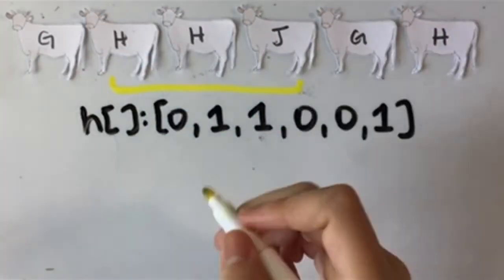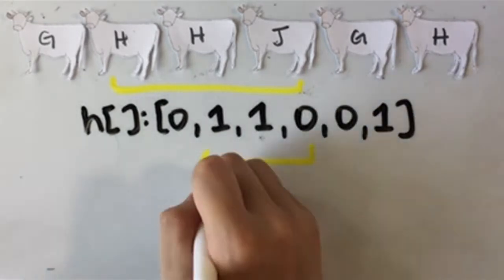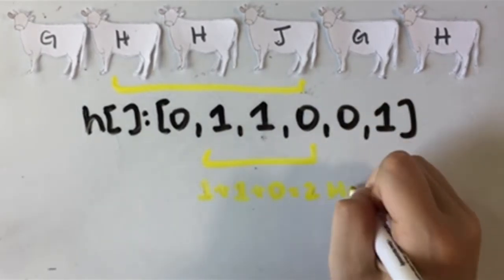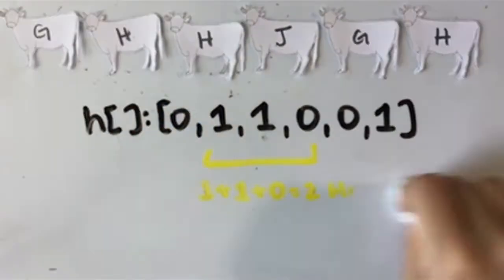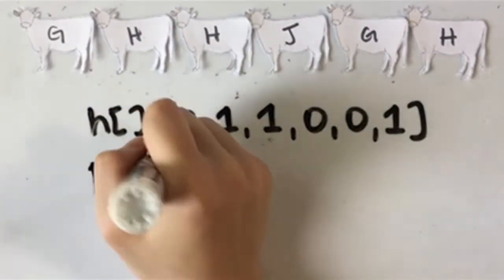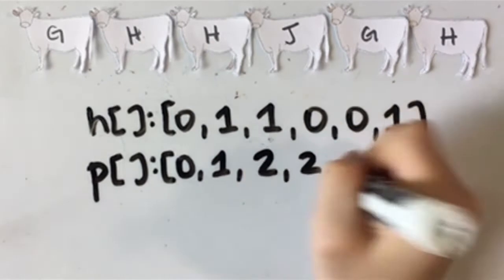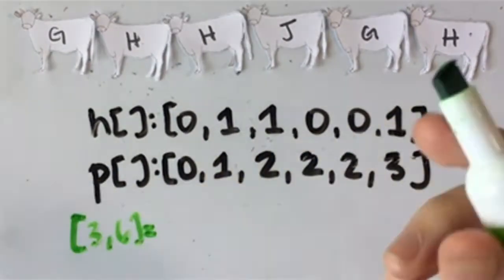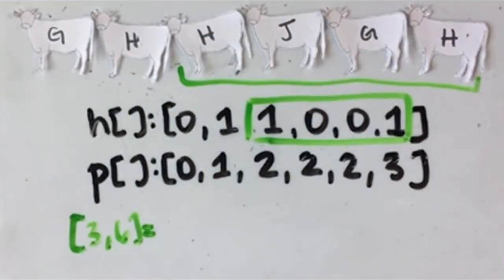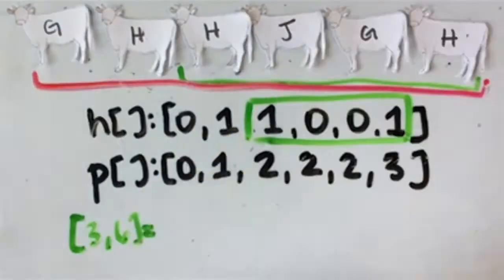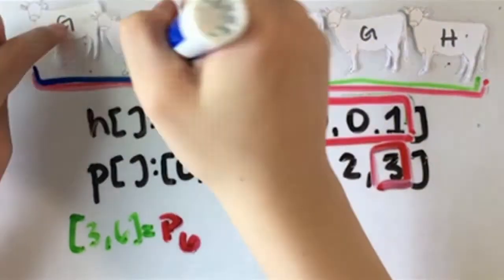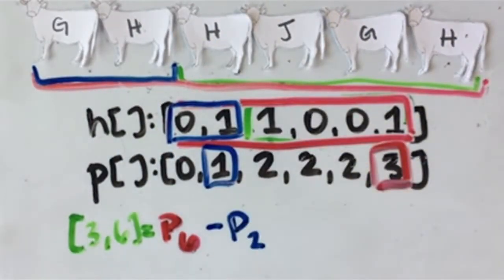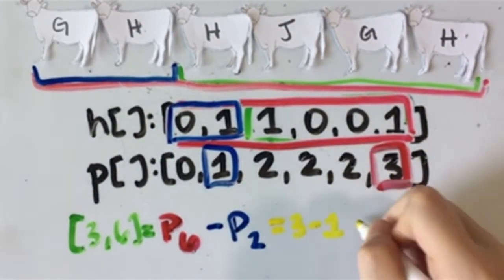Now, in order to calculate the number of Holsteins within a certain range, we can just add the numbers in that range. Here is where we apply prefix sums. In order to make our calculations more efficient, we will make a prefix sum array of this array. Now for the query 3 to 6, we can just take the number of Holsteins from 1 to 6 and subtract that by the number of Holsteins from 1 to 2 to get our desired answer.